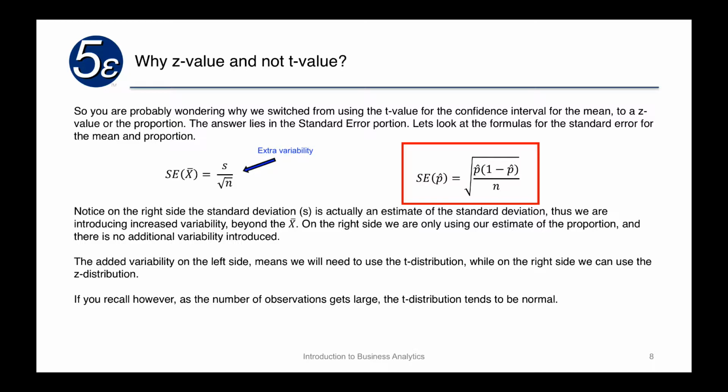So because of that, we don't need to use the t distribution. We're going to be going back to the z distribution. But remember, as the number of observations get large, the t distribution tends to normal anyway. So as the larger and larger number of observations, you wouldn't see that much of a difference whether you use the t distribution, a t-multiple, or a z-multiple.